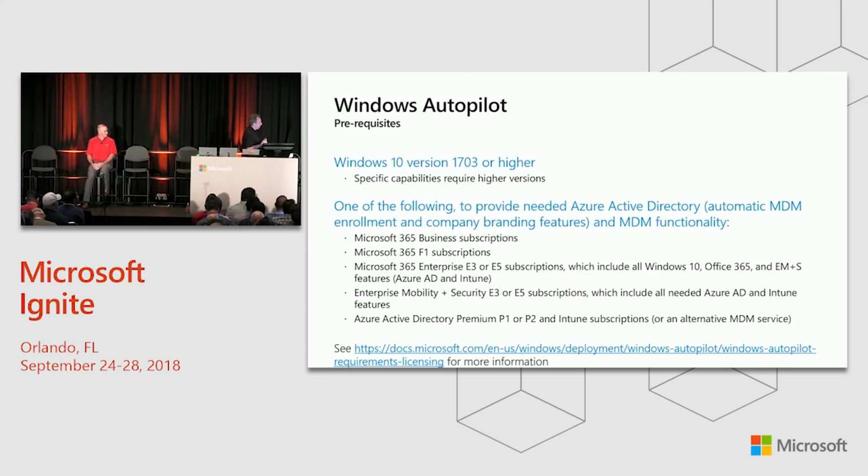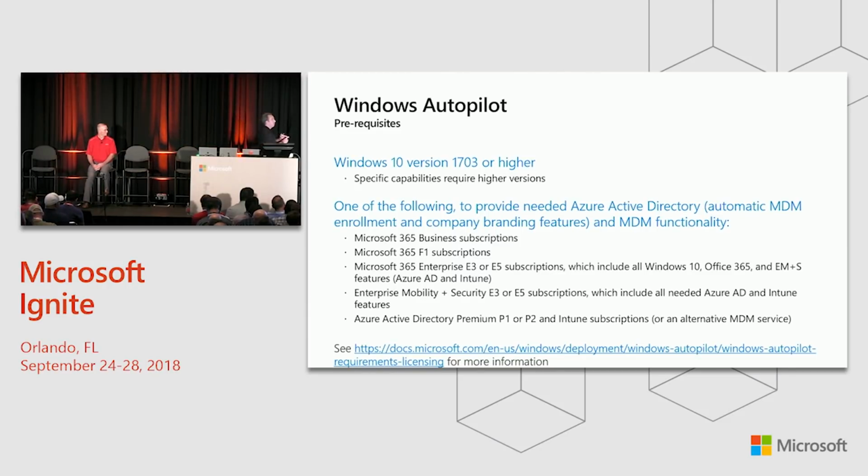So prerequisite-wise, we initially introduced support for Autopilot in Windows 10 1703. Now, as we've added new scenarios and new capabilities, higher versions may be required. But at least 1703, with the scenarios that we'll talk about tomorrow, they're all based on Windows 10 1809. So the 1809 release that's coming out in the next couple of weeks would be the one that you would want for those.